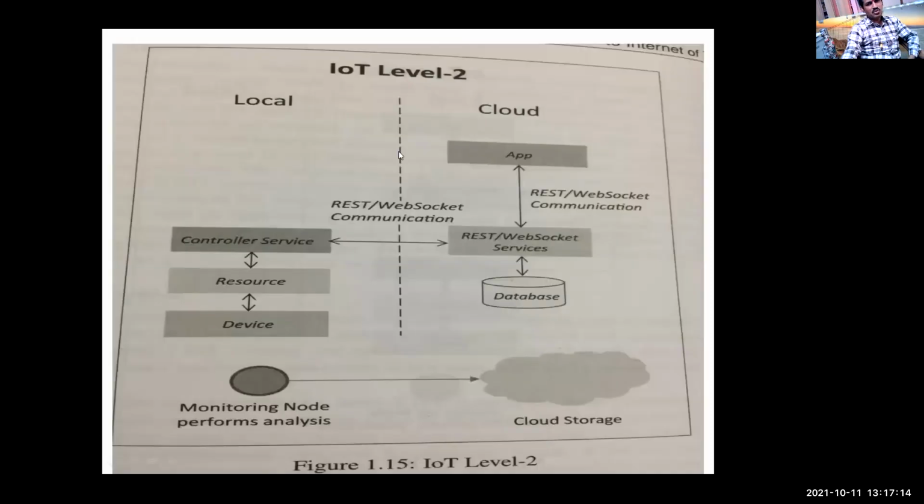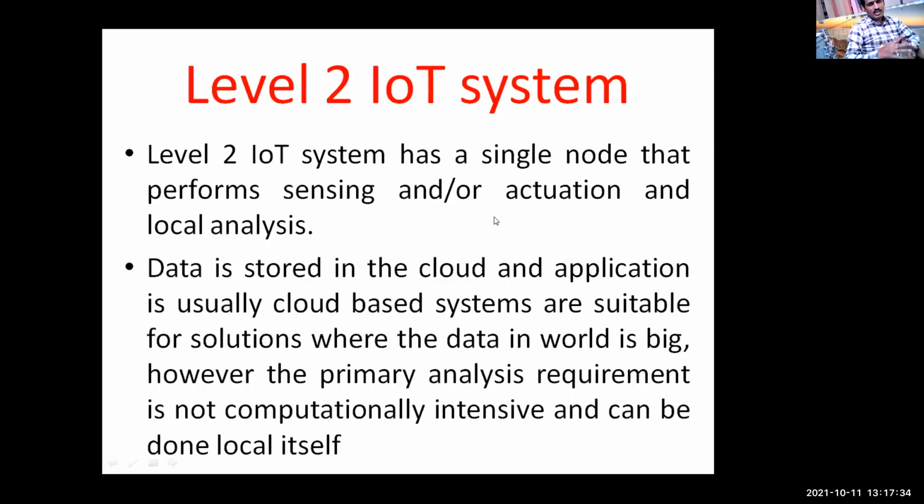Next is level 2. Level 2 is a single node with a database in the cloud. Level 2 is a little more complex compared to level 1. In level 1, the data is stored only locally. But here, the data is stored in a database in the cloud.